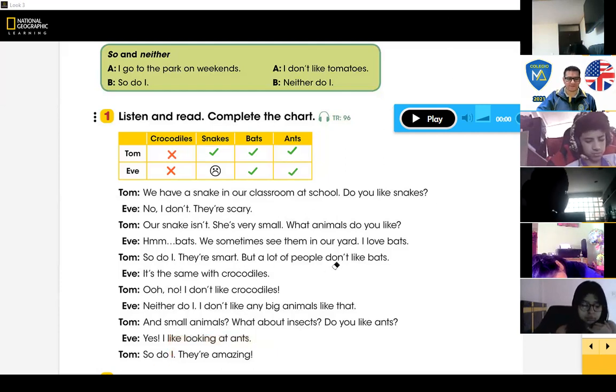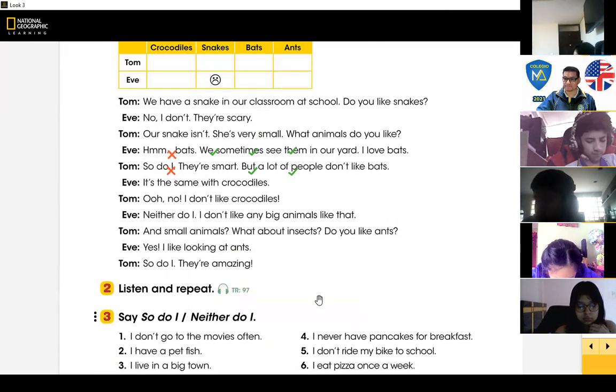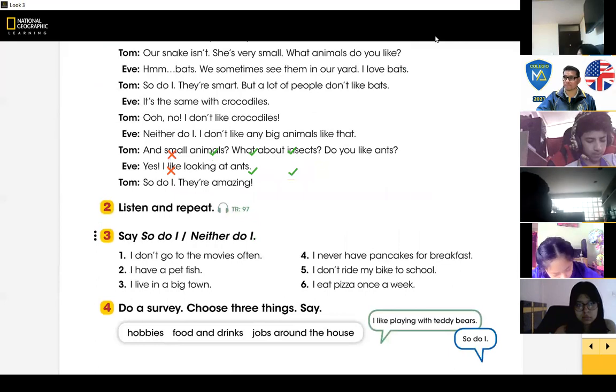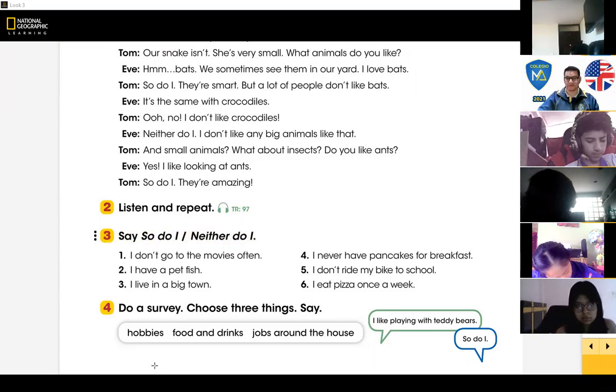Okay, let's go to the next part. Let's go to the next activity. What do we have here? There it says, so do I, or neither do I. So I'm going to say some sentences. For example, I don't go to the movies often. What can you tell me? So do I or neither do I?